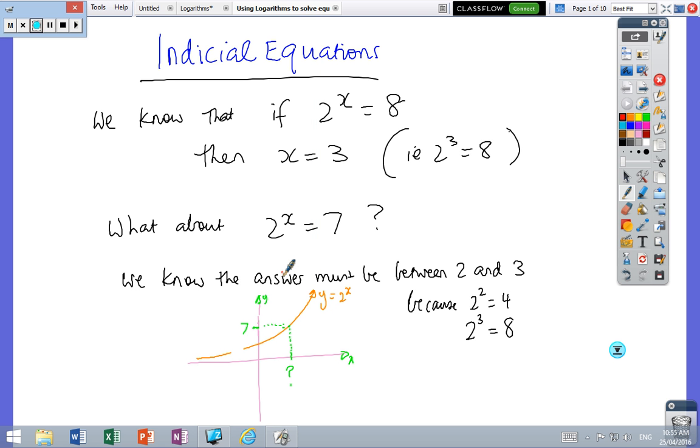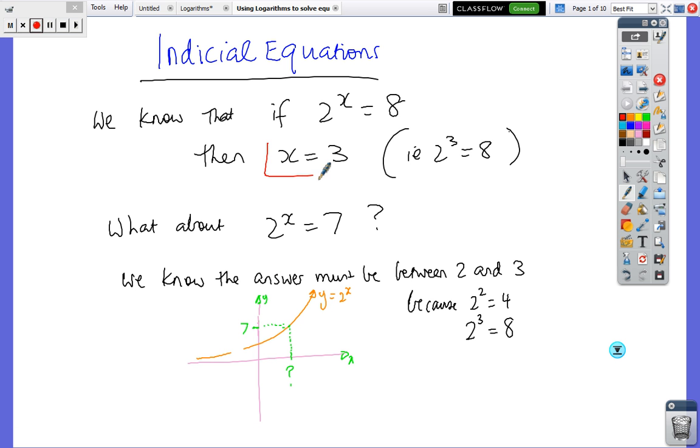Okay, so we've used logs just simply to get some answers, but now we're going to look at them to solve equations. So for instance, we don't need logarithms. If 2 to the x equals 8, we know the answer must be 3 because 2 cubed is 8. So we don't need to use logs at all. But what about if 2 to the x equals 7?